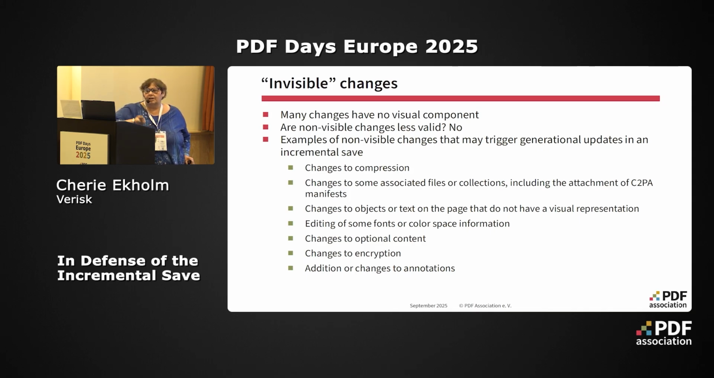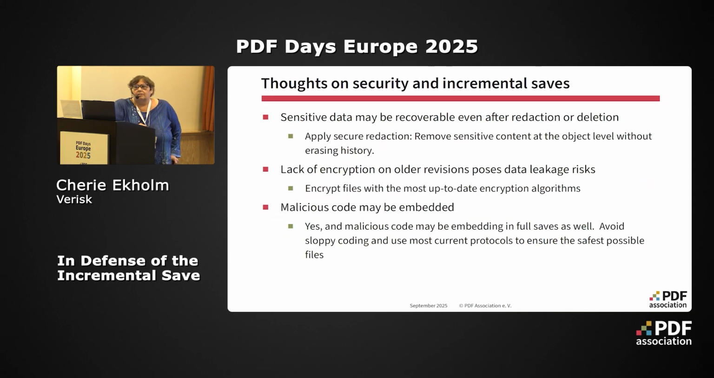And there's a lot of reasons for that. This is just the top list. Changes to compression don't show up. You can't see a lot of changes sometimes in associated files, depending on how you're rendering things. Changes to objects in text that don't have a visual representation. So if you have a link to something in your page and someone has changed the underlying link, you won't necessarily see that visually on the page. Changes to encryption, optional content, annotations, all those things that don't necessarily have visual representation.